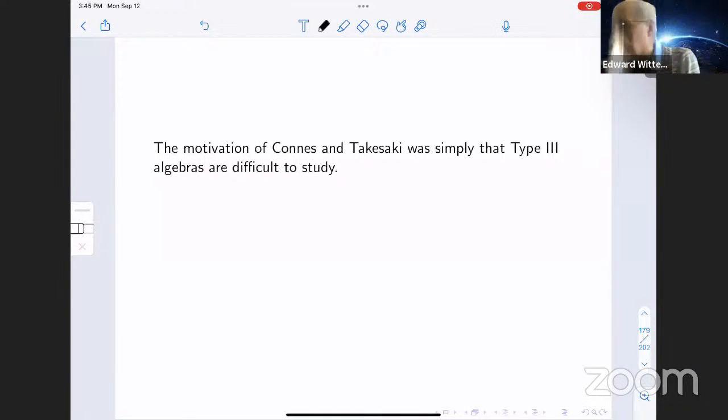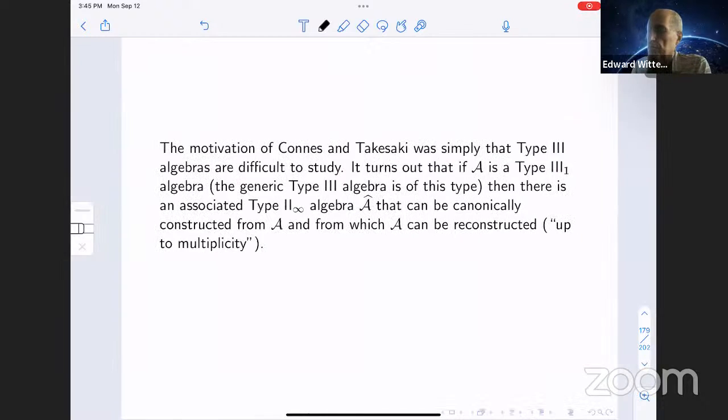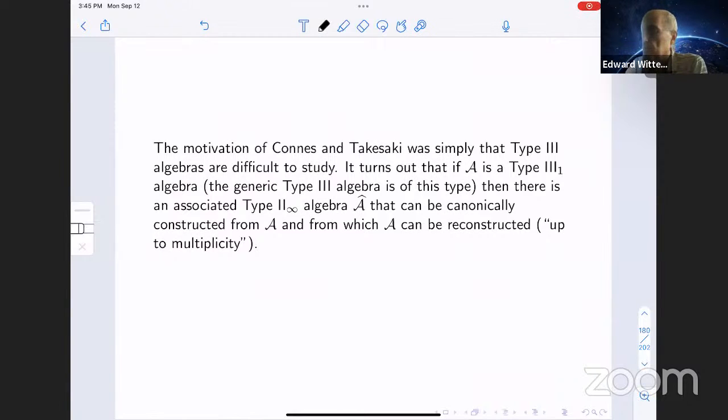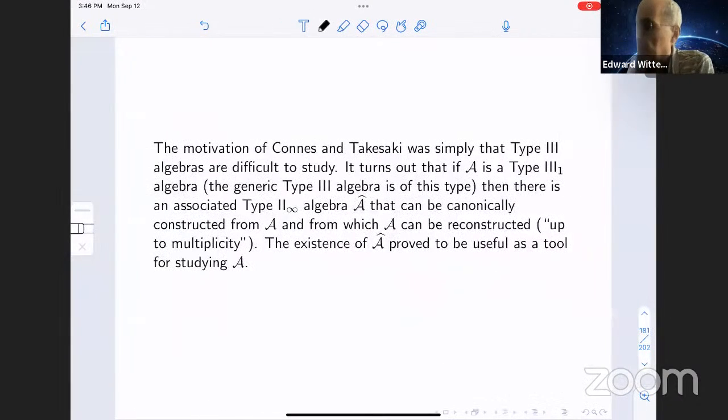But before I talk about the black hole, I'll just say, what were Kahn and Takasaki doing? Well, type 3 algebras are difficult to study. But it turns out that if A is a type 3-1 algebra, which turns out to be the generic type of a type 3 algebra, then there is an associated type 2 infinity algebra, A hat, that can be canonically constructed from A and from which A can be reconstructed, essentially. So what Kahn and Takasaki were doing was trying to study type 3 algebras. And they learned that relating a type 3 algebra to a type 2 algebra was useful for studying type 3 algebras.